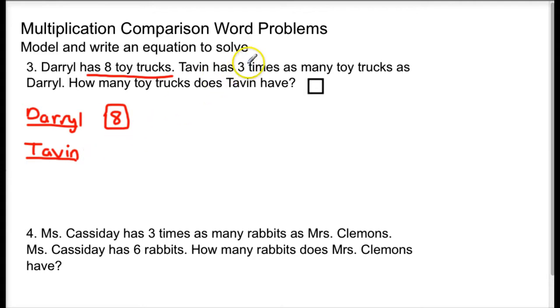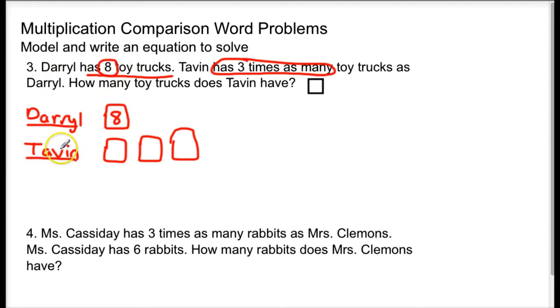Now we need to look at what Taven has, and he has 3 times as many as Daryl. So he's going to have 3 boxes to represent the 3 times as many trucks as Daryl. And how many does Daryl have? Daryl has 8. So that lets us know that Taven has 3 times as many as 8. So we put 8s down here to model his part.